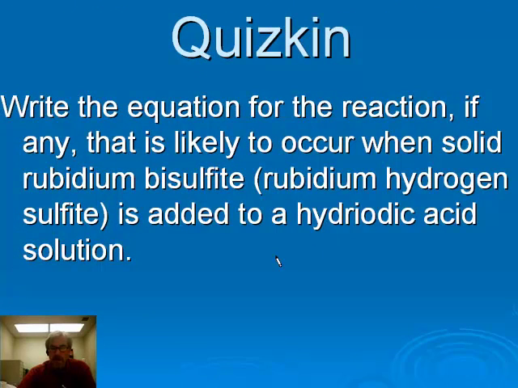Try this one. Solid rubidium bisulfite, which also goes by hydrogen sulfite, is added to a hydriodic acid solution.